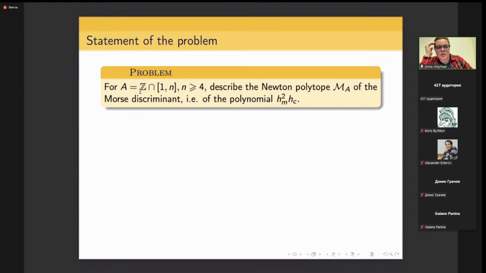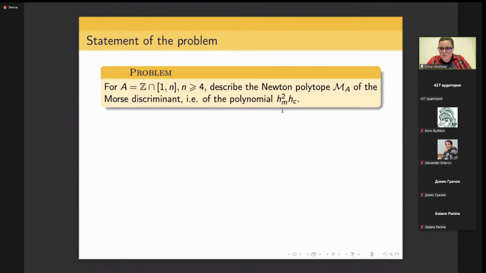So the problem that I solved within this thesis is as follows. For A, the set of points from 1 to n, so when we talk about polynomials of given degree n, we want to describe the Newton polytope of the Morse discriminant, which I define as the following polynomial: the polynomial defining the Maxwell stratum squared times the caustic.